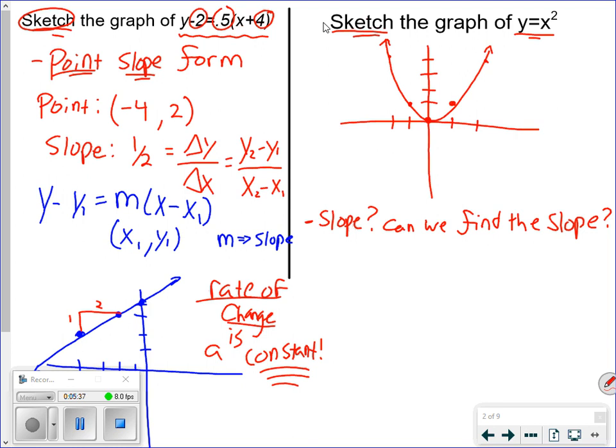Now, remember, when we talk about slope, the only time that I'm ever going to use that word is pretty much when I'm talking about a rate, like a linear line, like we're talking about over here in this last example. There, you can find the slope. It's just rise over run. Well, is there a rise over run with a quadratic? Can you find the slope of a quadratic? Well, not really, okay? Because there is no constant slope.